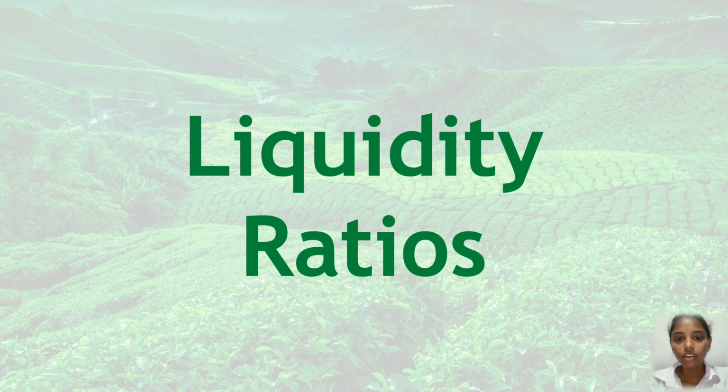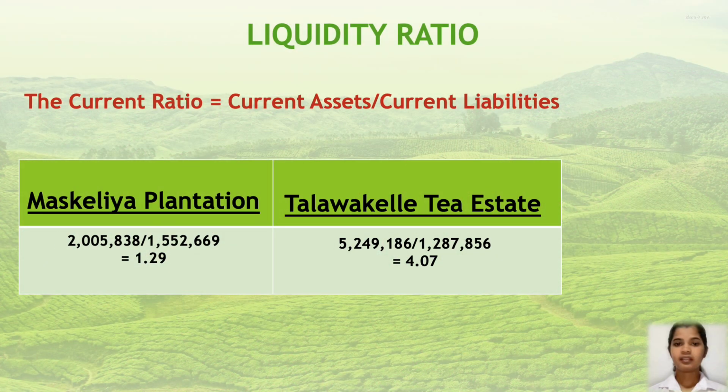Now we talk about liquidity ratio. Liquidity ratio refers to a company's ability to pay its short-term debts using its short-term assets. It shows how easily a business can convert its assets into cash to cover its immediate financial obligations. Under the liquidity ratio, we have calculated current ratio and quick ratio. In this slide, we compared current ratio.